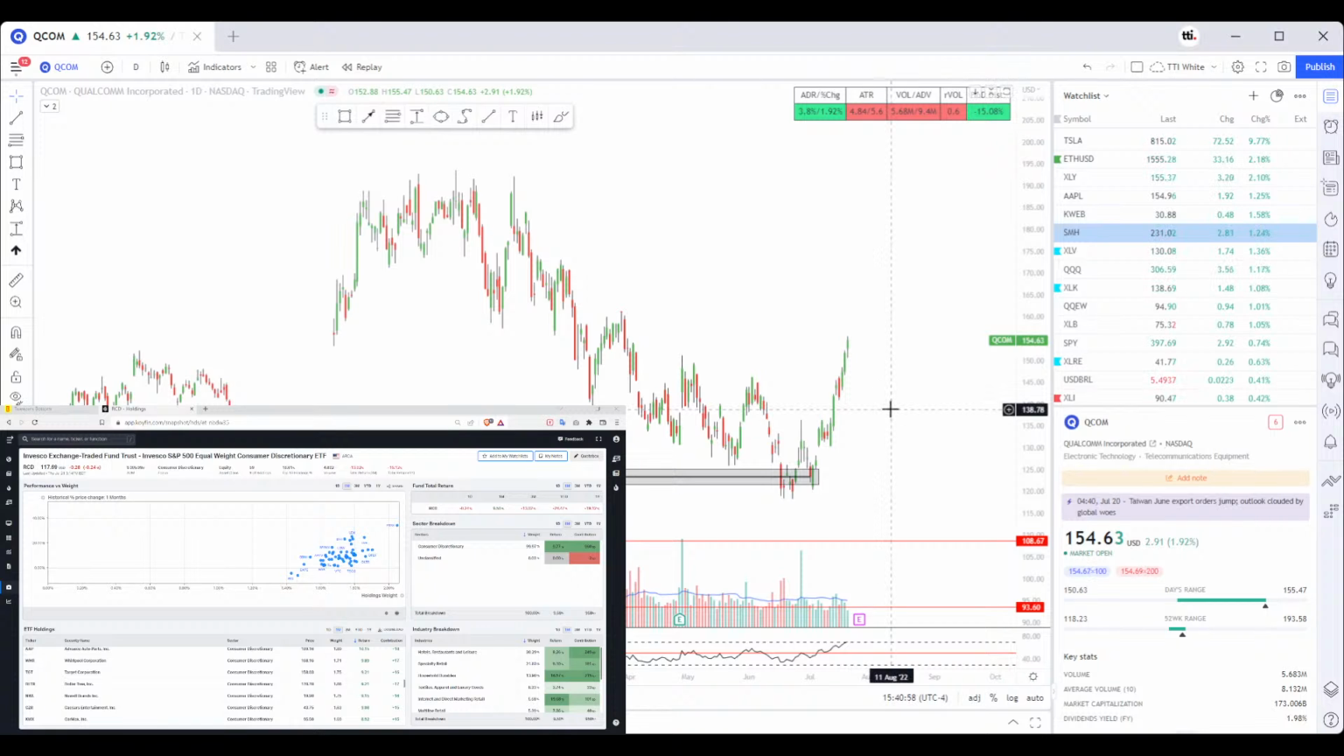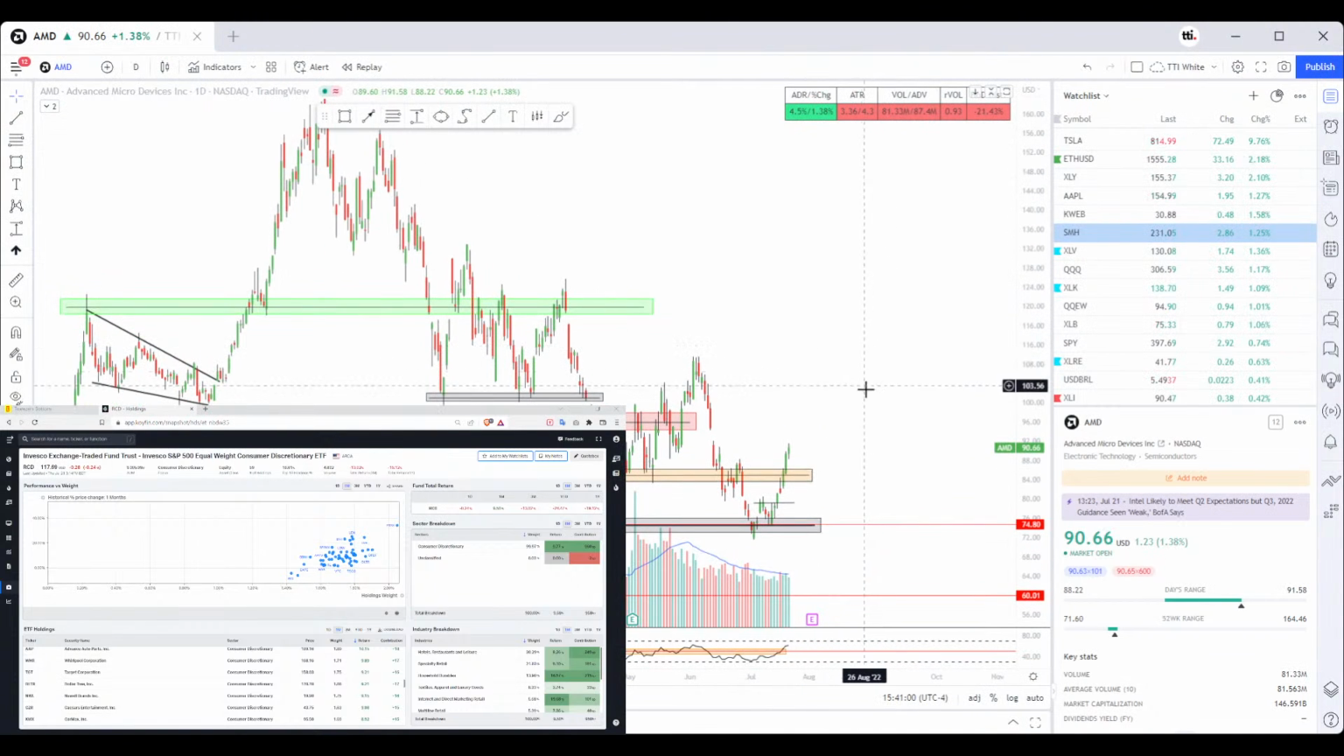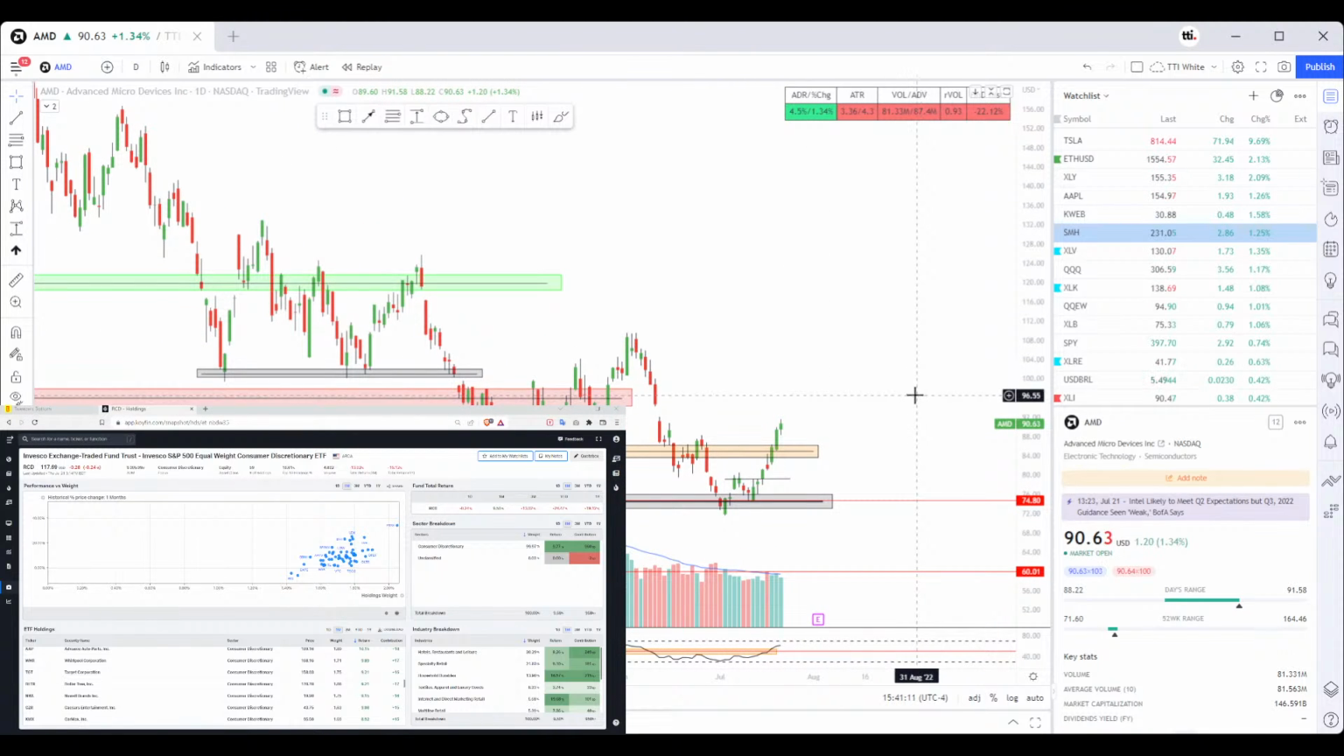Hanno got the 105-110 call debit spread for September. 105-110. Okay. And you got a price target and a stop loss in mind?